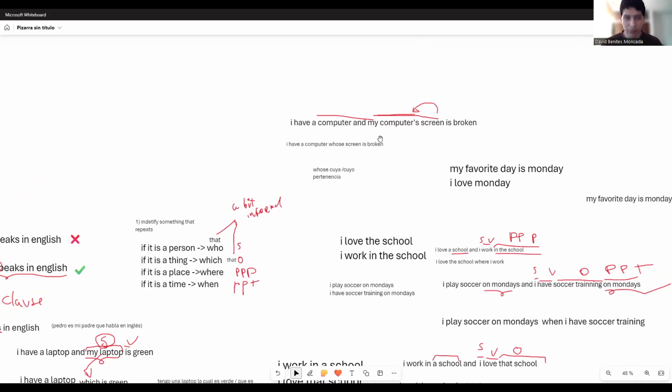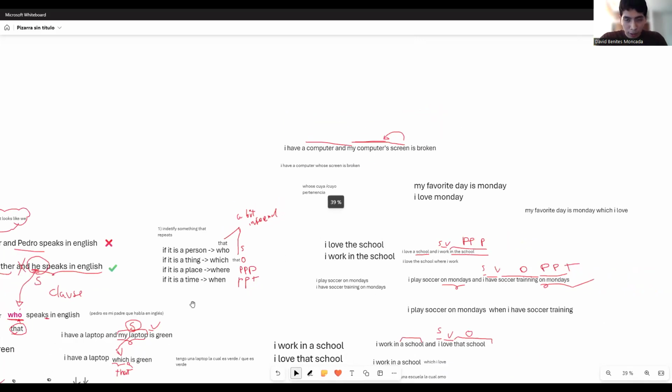So I have a computer and my computer screen is broken. You are not talking about the computer. This is not the computer. It's just the screen of the computer. It's a part. So this is a genitive. So you say, I have a computer whose screen is broken. So we know how to use whose.